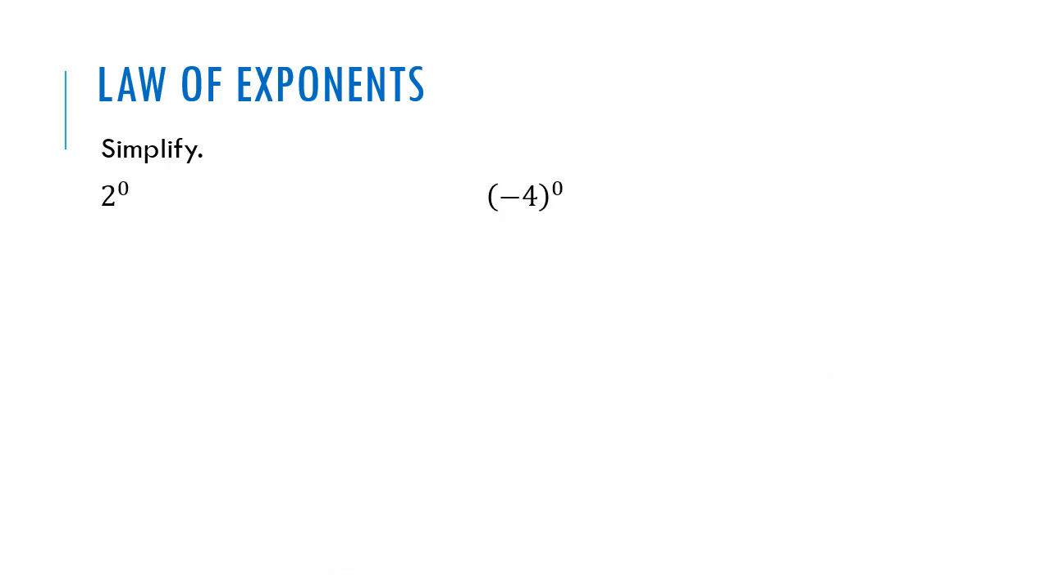Okay, so the last real property here is when you have 0 as an exponent. Now, if you go to your calculator and type in, say, 2 to the exponent of 0, it's going to give you the number 1, which seems weird. I can even do that with negative 4 to the 0. When I type in negative 4, once again using parentheses, to the 0, it's going to give me 1.